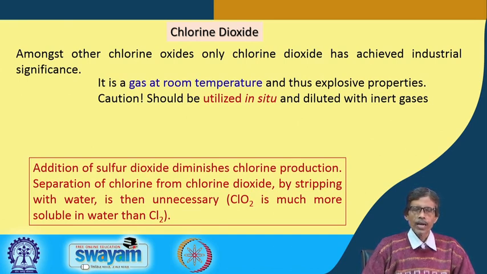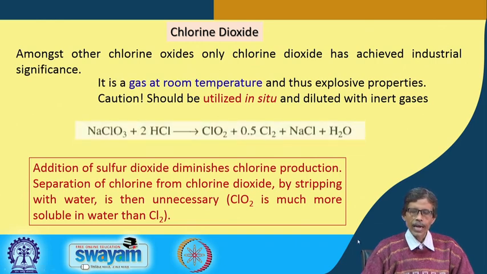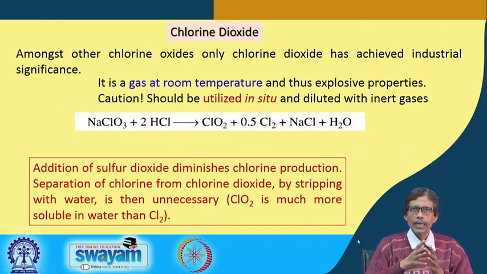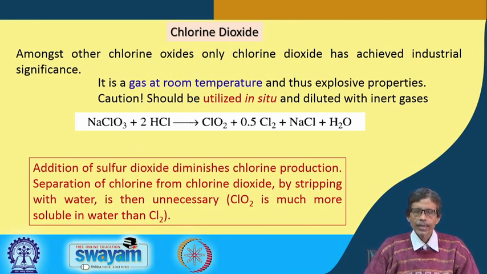So it should be produced in situ, because the reaction we are utilizing for the production can be done in the laboratory or industrially, such that we can produce chlorine dioxide when we require that particular molecule to be used. Sometimes it can also be diluted with inert gases. Mixing with inert gases reduces the concentration of the ClO2 being produced. As a result, the explosive nature of that gas molecule is reduced.